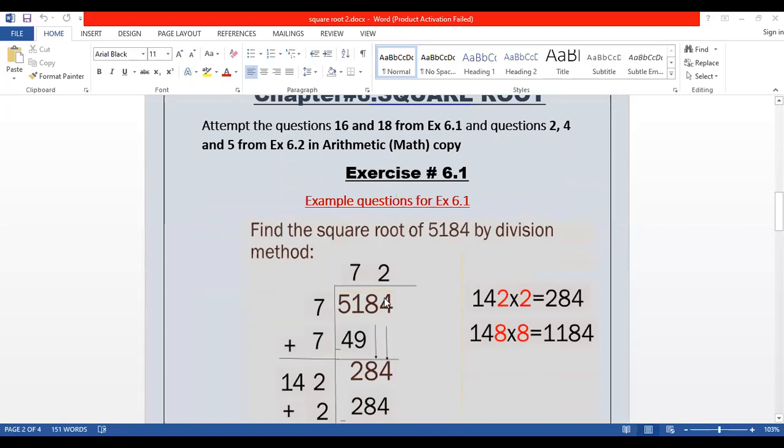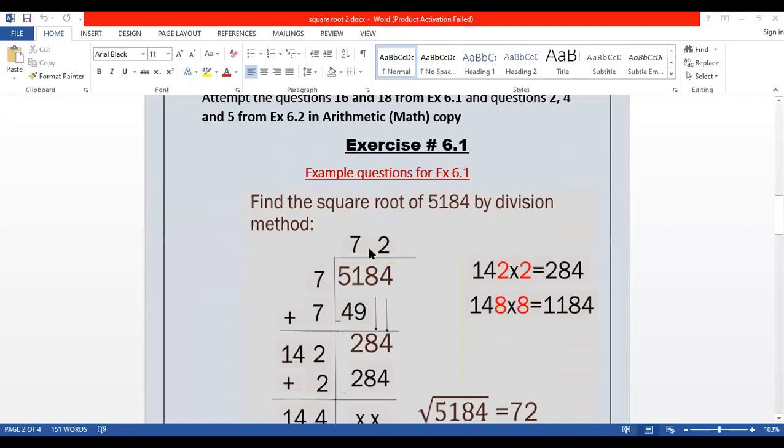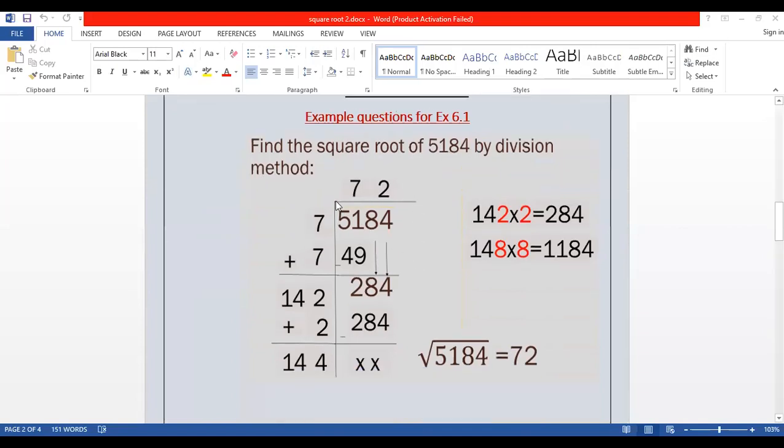Beta, please don't attempt the questions which are examples. These are the example questions. In this way, you have to write down the question. In your book, the question is only written as find the square root of. So please write down the complete question, that by the division method you have to find the square root of any number in this chapter. Otherwise, I'm not going to give you any marks. Clear everybody? We are bound to find the square root here by division method.